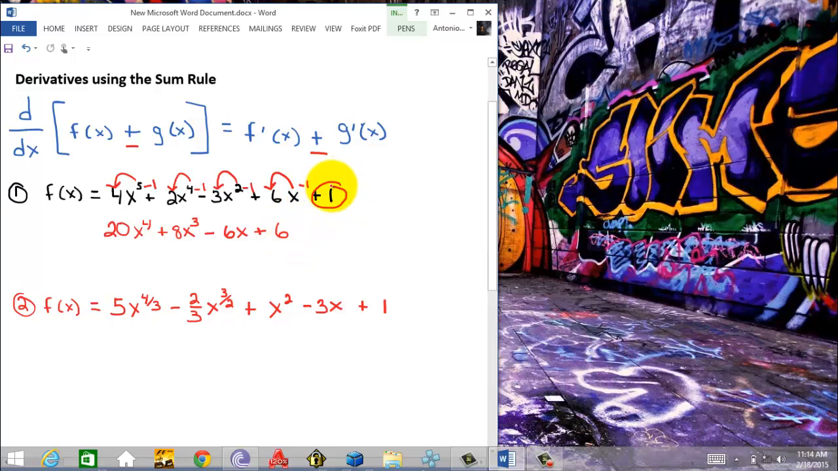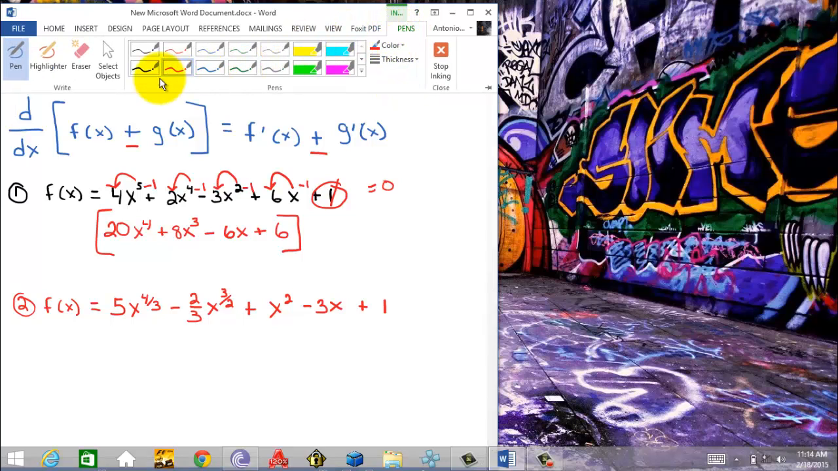Here's another thing to think about. If you're taking the derivative of any constant, that always equals 0. So this basically just comes off. So here we have our final answer: 20x to the 4th power plus 8x to the 3rd minus 6x plus 6. Very good.